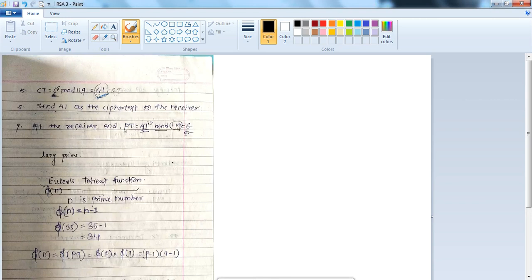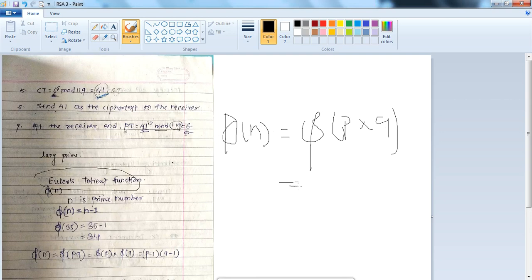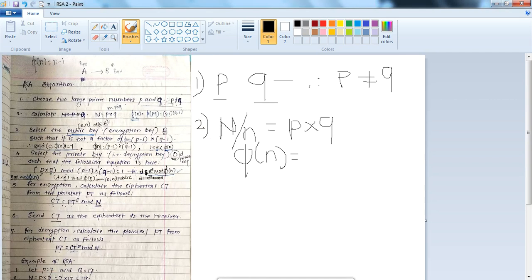This is the Euler's totient function, that is phi of n, where n is p into q. Phi of n is represented as n minus 1, and if n is p into q, then it's p minus 1 and q minus 1. It's the representation defined with the Euler's totient function. This function is used in the RSA algorithm, and that's why phi of n is p minus 1 and q minus 1.